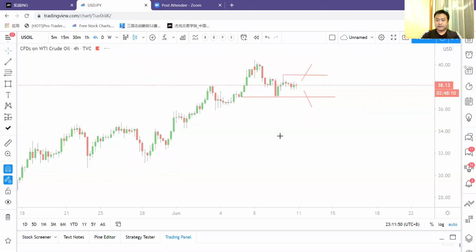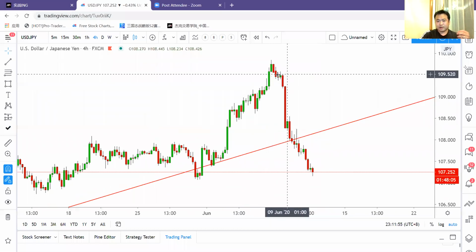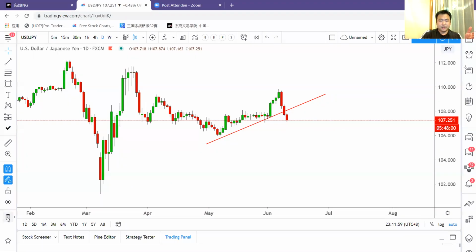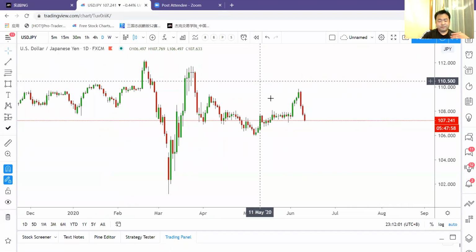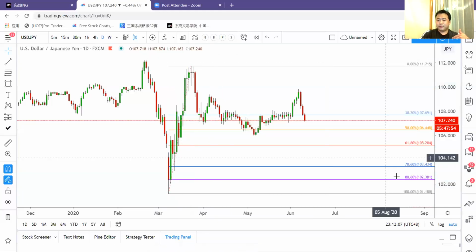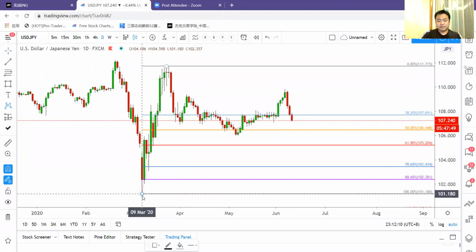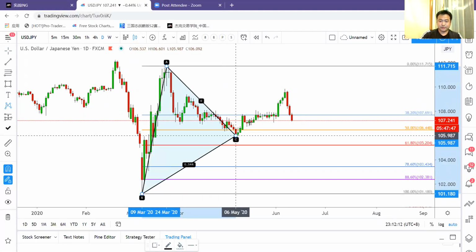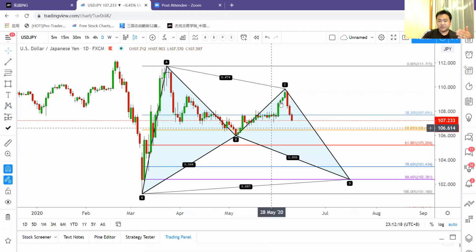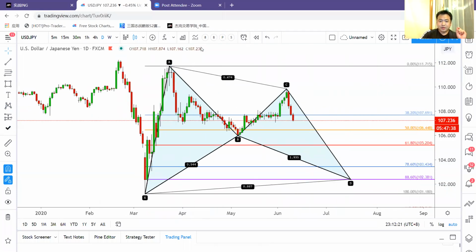Okay, let's go for dollar yen. Dollar yen is bearish because it made a very nice reversal here around the 109.50 level. On the daily chart, the dollar yen has a very bearish target, which I think could be pushed to 102 again. This is something we have to get ready for. The dollar yen may form this bat pattern to complete at 102.